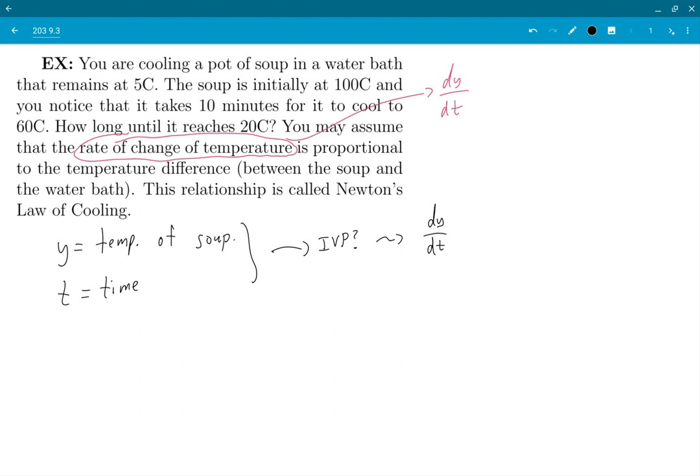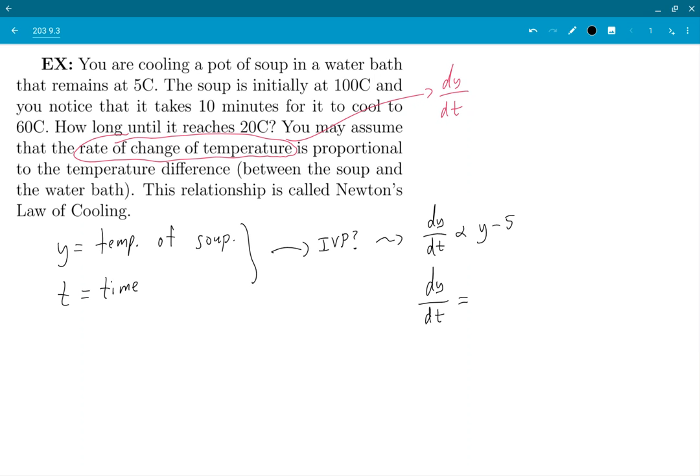And we're told it's proportional to the temperature difference. So the soup temperature, which is Y, minus the bath temperature, which is 5. So this is the proportional symbol. What it means is that dy over dt is some constant k times y minus 5. Okay, here's my differential equation.